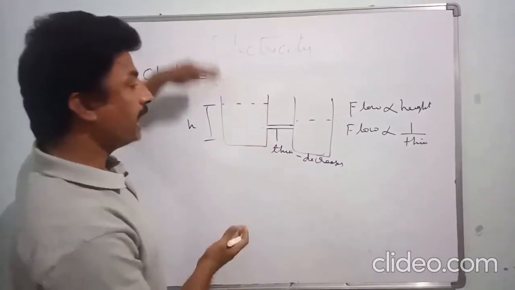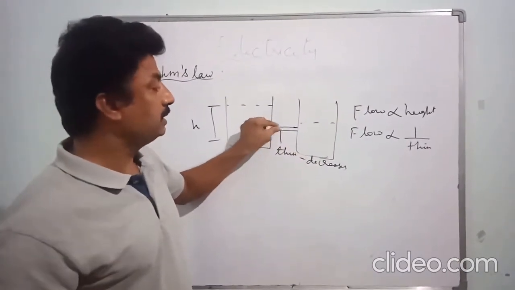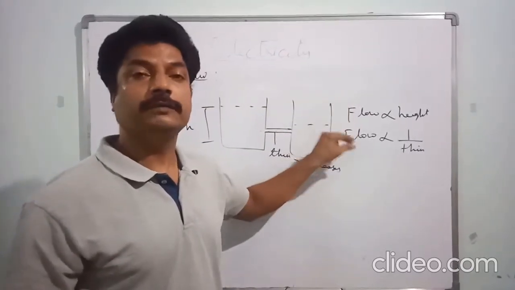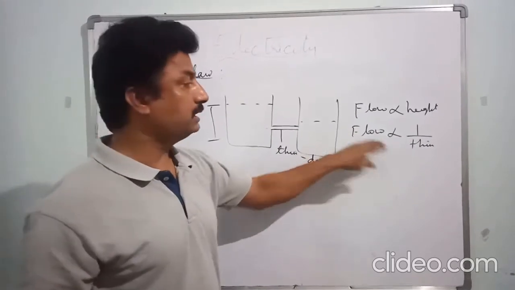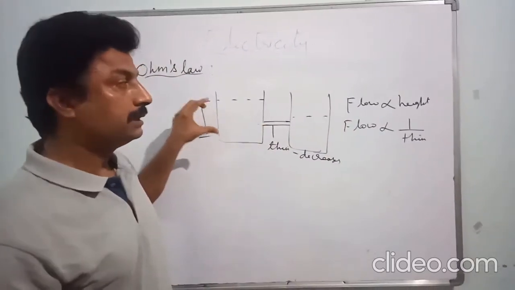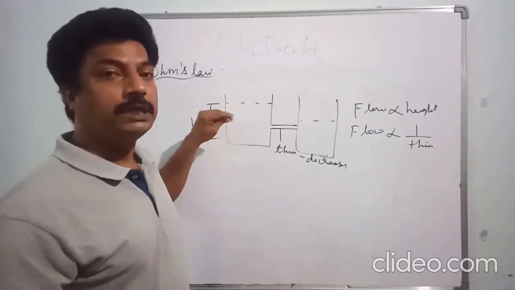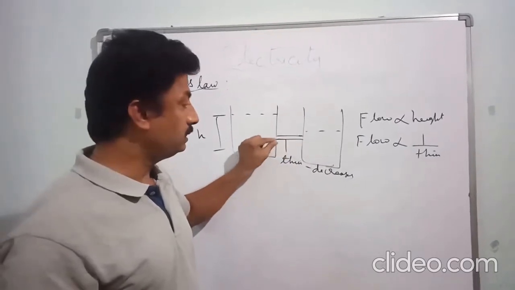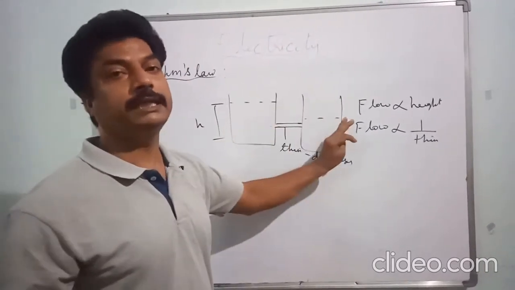If the height increases, the flow increases. If I make this pipe a little bit thin, the flow will decrease, it will be lesser. So these factors can be understood in the same way in the electric circuit also. Here it is the height factor. Here it is the pipe thickness factor, where the flow is getting decreased.